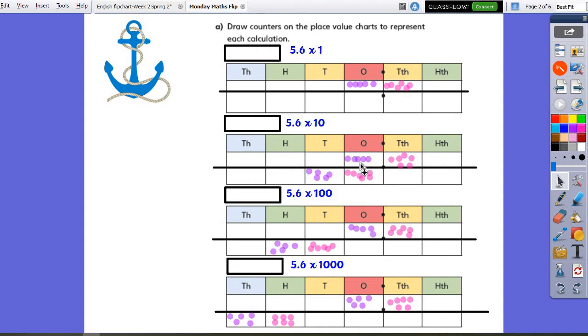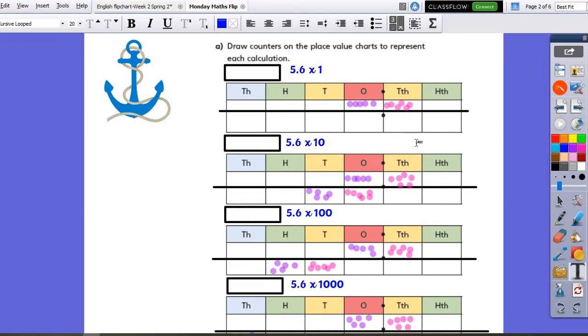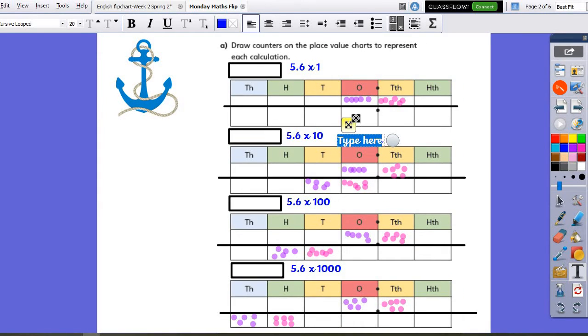Here, 5.6 has got 10 times bigger. So again, we need to move the ones to the next column, to the tens. So we have 5, and then we've got 6 in the ones column that's come from the tenths. So 5.6 times 10 is 56. Next one, 5.6 times 100, moving 2 places.